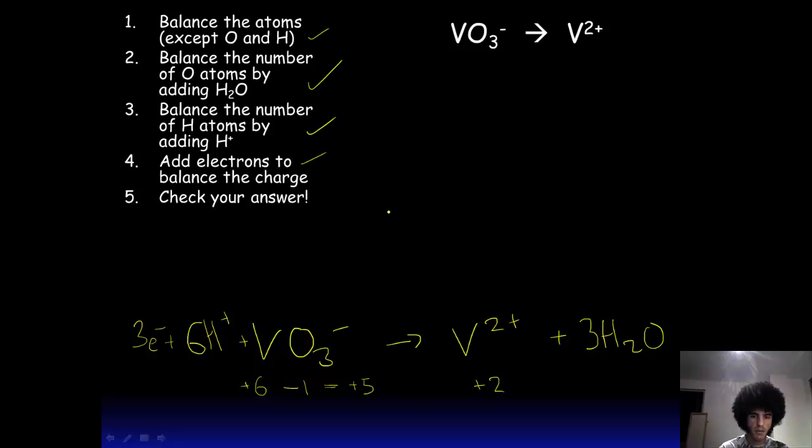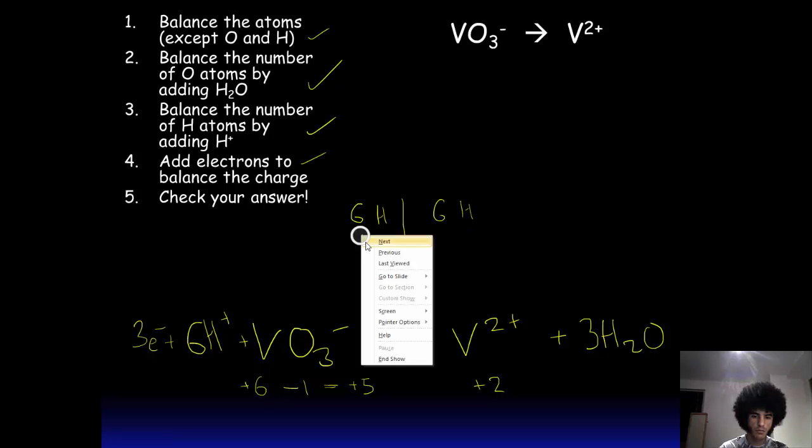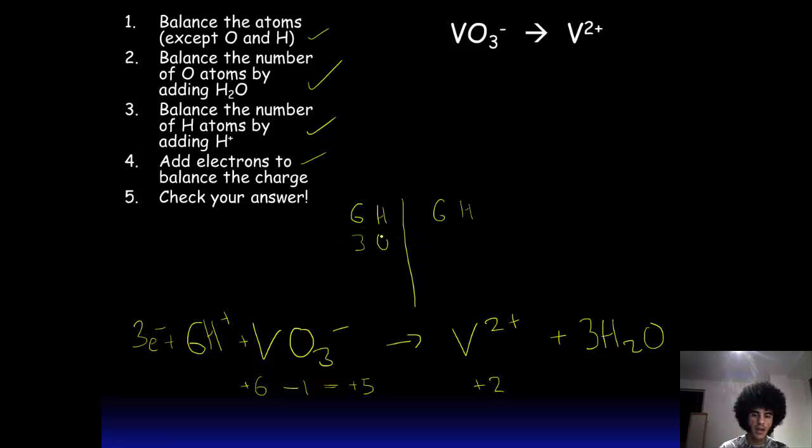So let's just double check our balancing. I'll do it detailed for this step, and in later examples probably not so much. I've got 6 hydrogens. I've got 3 lots of 2, just 6 hydrogens. I've got 3 oxygens. And here I've got 3 lots of 1, which is 3 oxygens. In terms of my vanadiums, I've got 1 vanadium, and here 1 vanadium. So they balance. And as you saw from over here, these charges balance.